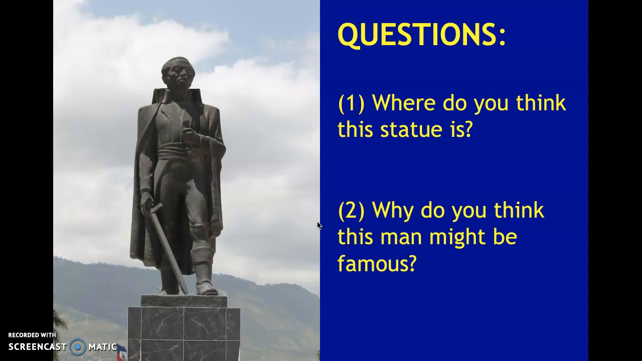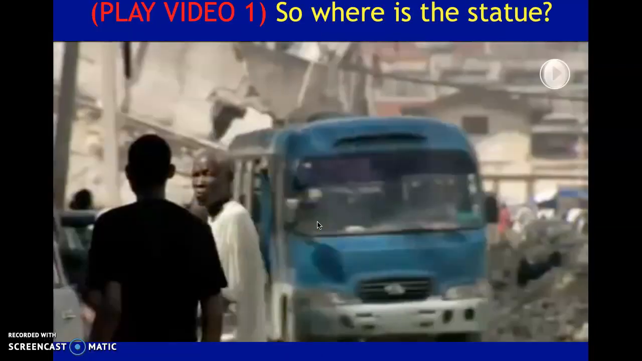Very good. So some students in the past have said that this statue might be in Africa, and reasons for saying that is because he looks African. You can see there his features are African features. The background as well, it doesn't look like it's in Europe. It looks tropical almost, from the trees and then the sky.